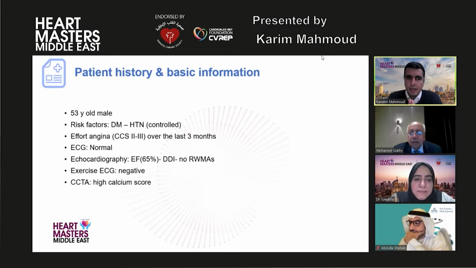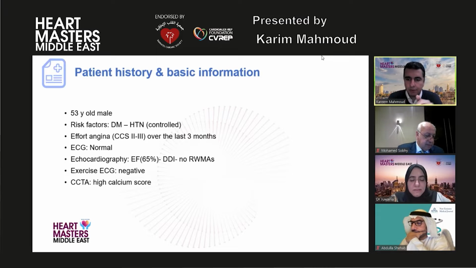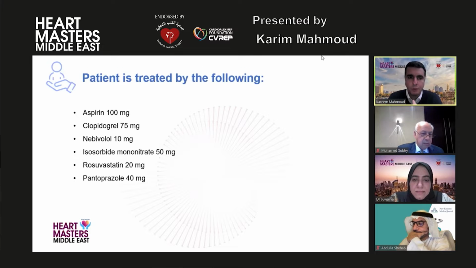Based on the high calcium score, and because we didn't get enough information about the coronary anatomy, we actually thought about coronary angiography. However, the patient chose to continue medical treatment for a while and see if his symptoms would be controlled. So this was the initial treatment of our patient: aspirin, clopidogrel, nebivolol, isosorbide mononitrate 50 mg, rosuvastatin 20 mg, and pantoprazole. This was his initial medication.